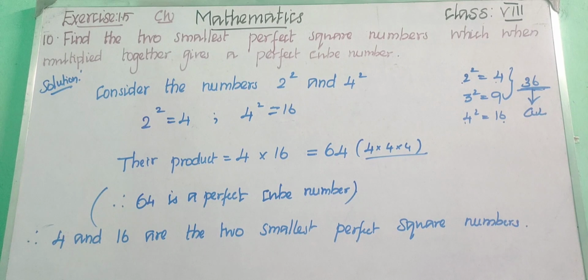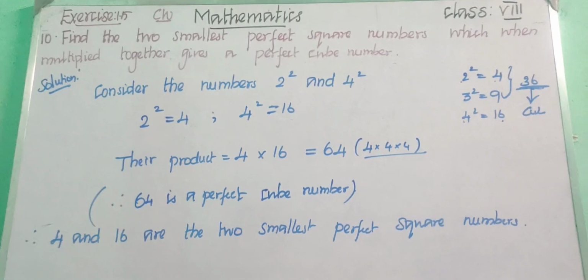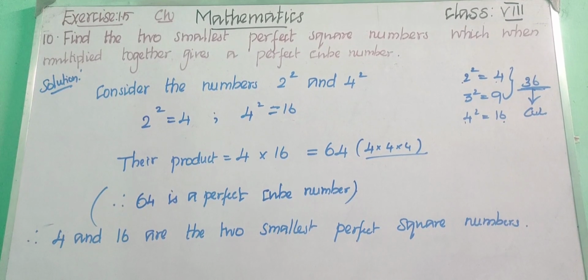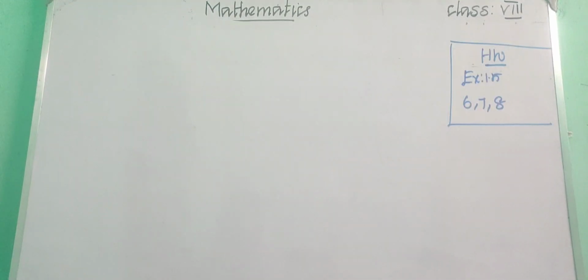Okay, so that's all about today's class. Let me give you today's homework. As I have already said, 6th, 7th and 8th sums are your homework. Children, note today's homework. Exercise 1.5, 6th, 7th and 8th sums are your homework. Okay, children, do your homework properly. Okay, thank you.